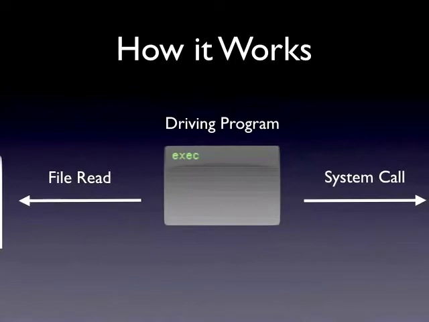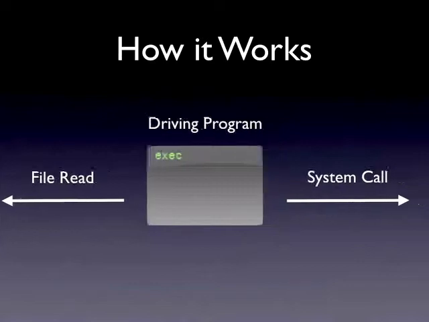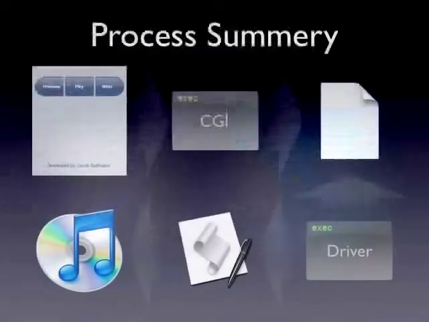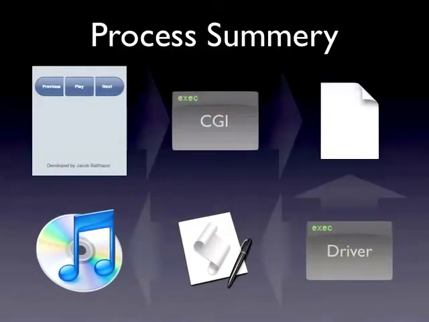In this case, the driving program was written in C and reads the file, and from the information entered into the file, executes a corresponding system call. This system call executes an AppleScript for the play, the pause, the next, which in turn commands iTunes. So, just a summary of this approach again, we have the web interface accessing a CGI program modifying a file. The driver then reads the file and executes the corresponding AppleScript, which in turn commands iTunes.